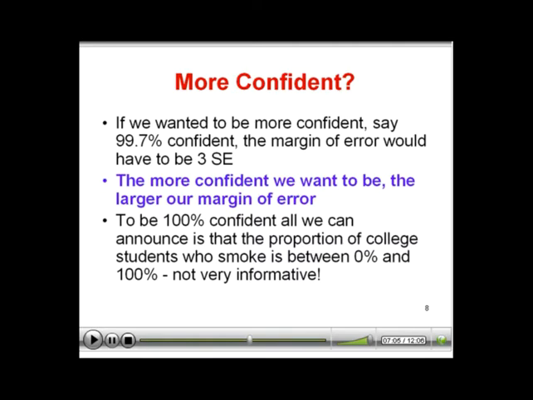So it seems that if you want to increase your confidence, there's a trade-off. The margin of error gets bigger, and the resulting confidence interval would get wider. Pushing this idea to the limit, if we want to be 100% confident of capturing the true proportion of college students that smoke, our interval becomes so wide that it carries no useful information. So we'll have to balance our desire to be confident with our desire to convey useful information.